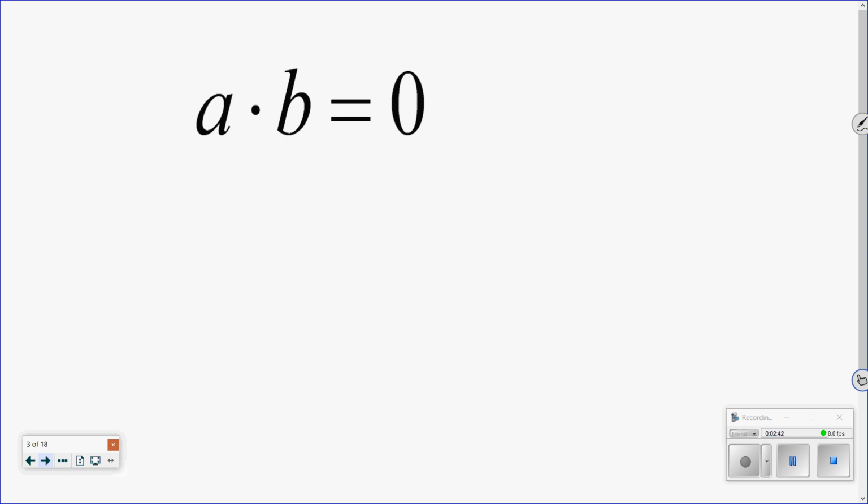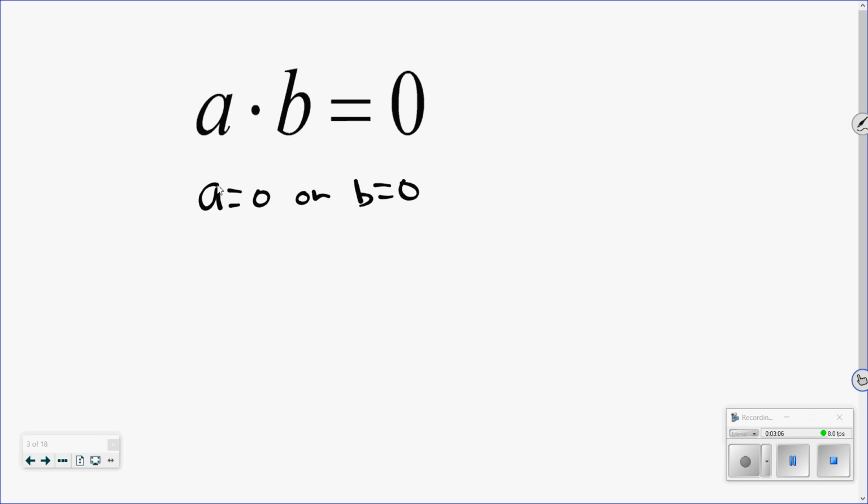Solving by factoring is based off a really simple principle. If I have a times b equals 0, just think about it for a second. What does that tell me about a or b? Well, if a times b is equal to 0, either a has to equal 0 or b has to equal 0. One of those two things has to be true.